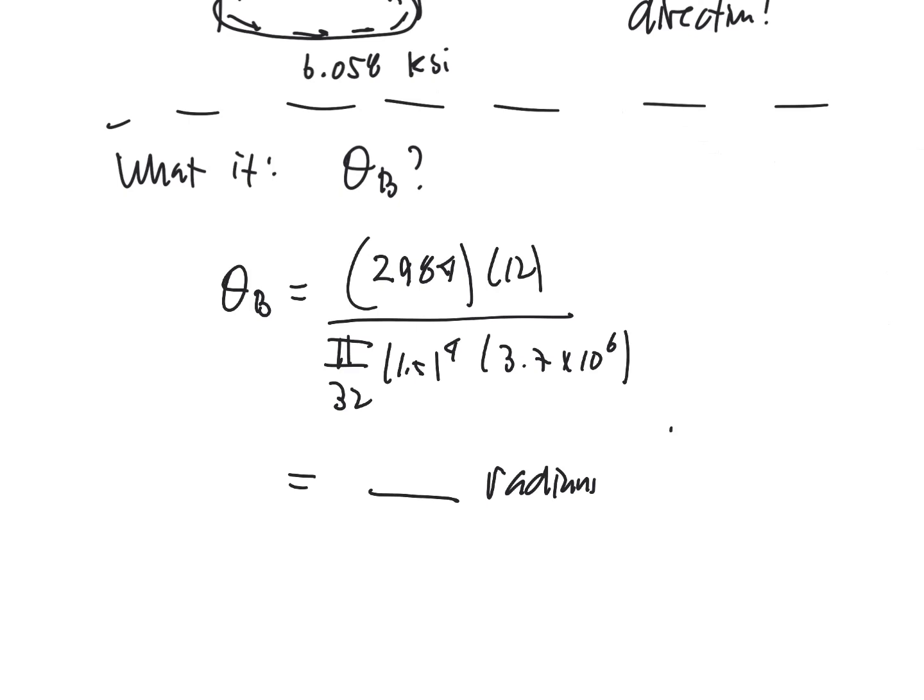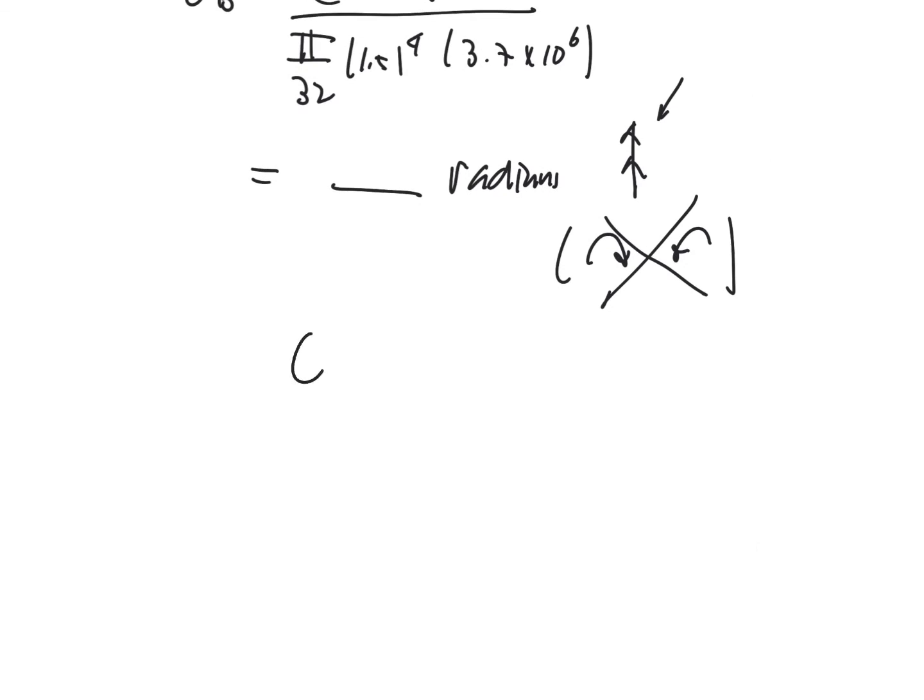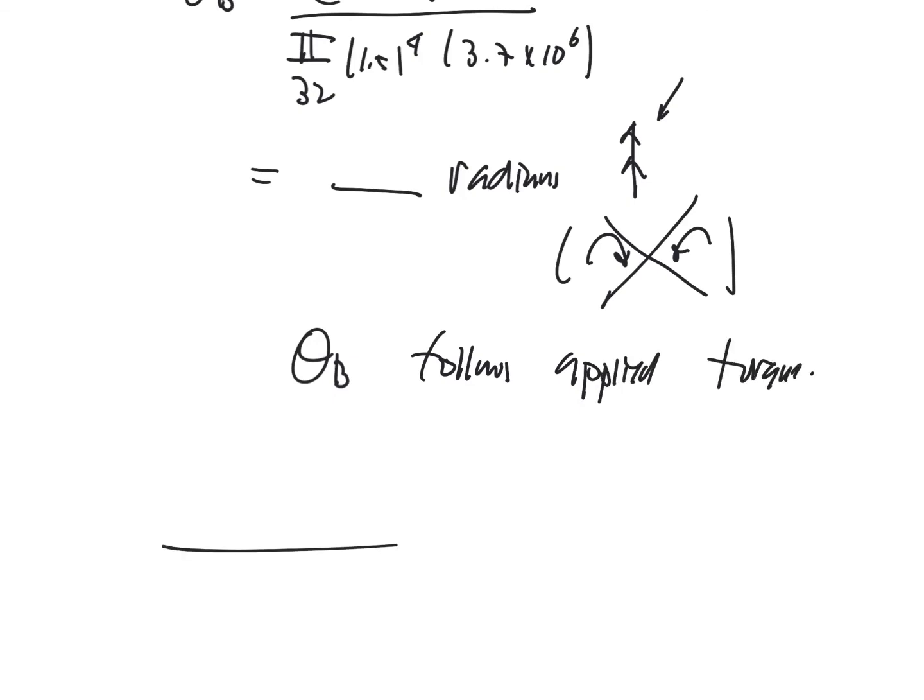And notice now it would be in this direction. So we don't say clockwise, counterclockwise. We don't do this. In my opinion, that's terrible. If you use the right-hand rule and orient your thumb this way and say that's the direction of the twist, that's a lot easier to see for that segment. So notice that theta at B follows the applied torque. And that punches out the end of this example and the end of part B.